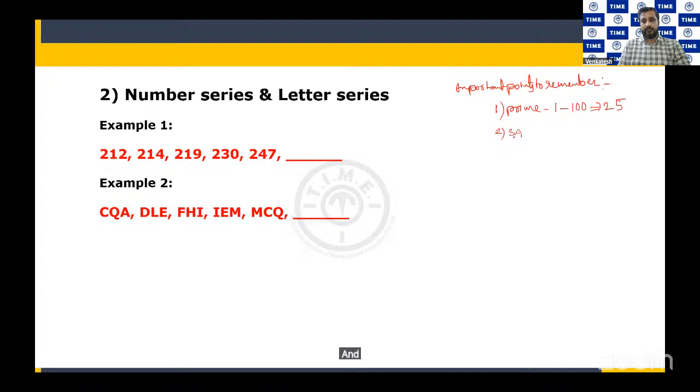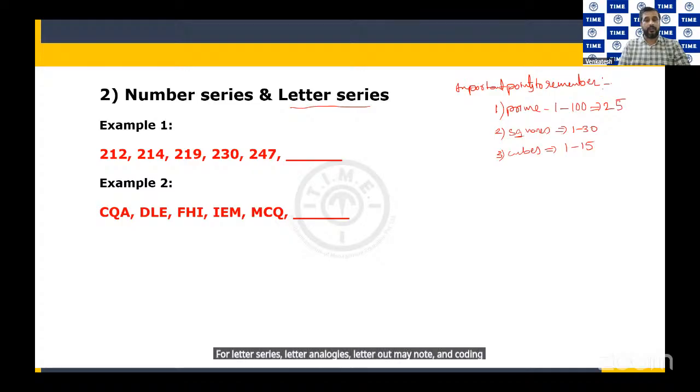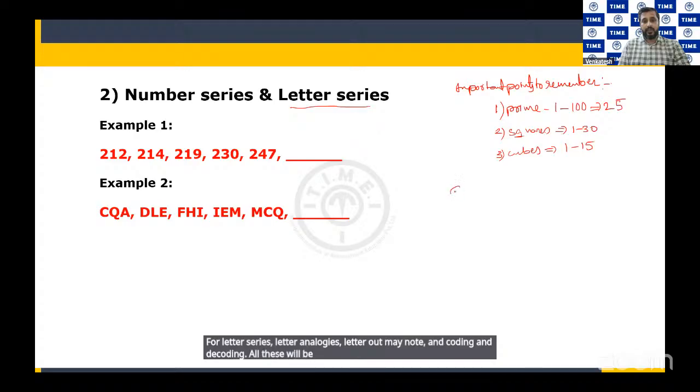And the squares, the perfect squares. Try to remember the squares from 1 to 30. And cubes. Try to remember the cubes from 1 to 15. And I already told you that letter series, letter analogies, letter odd man out, and coding and decoding will all be based on the English alphabet.